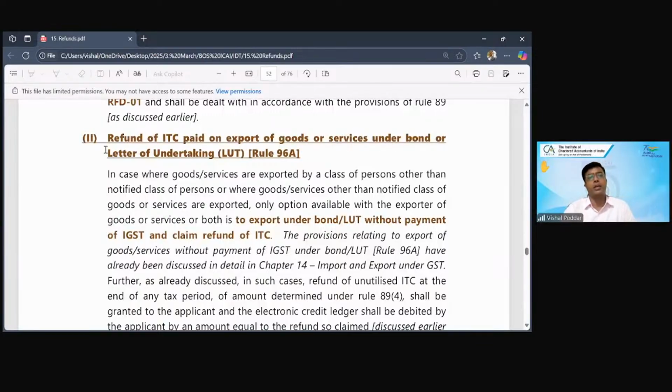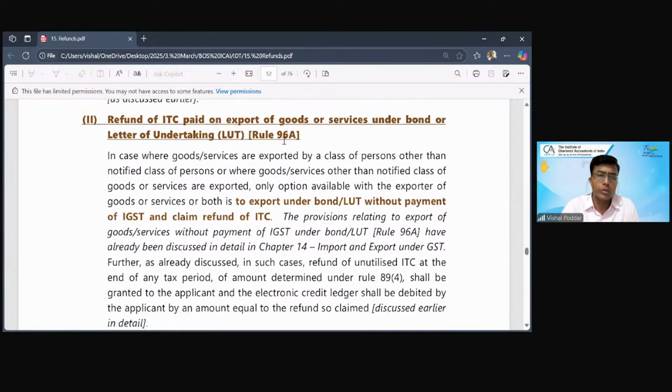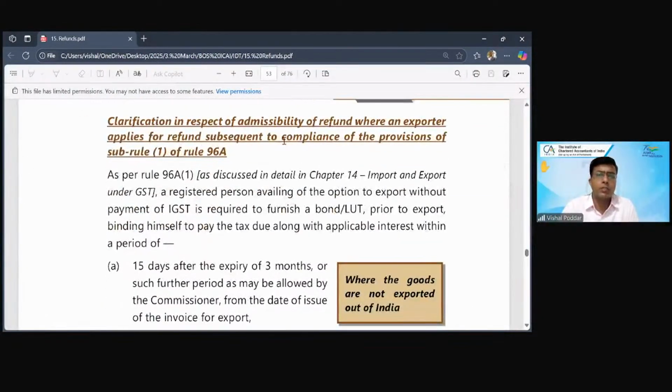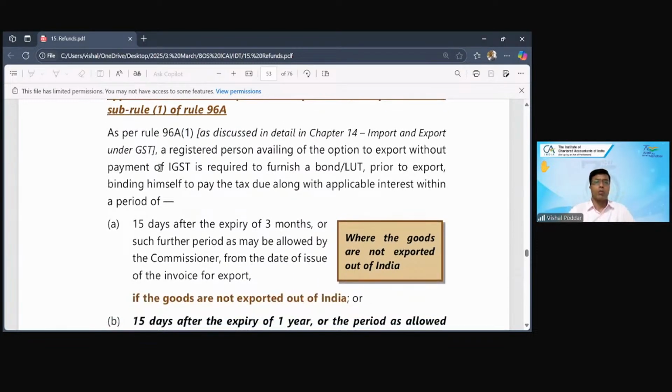Now we go to the second, refund of accumulated ITC. Here the export may be of goods or of service, which is under bond. This we have been discussing. Now there are some clarifications. Clarification in respect of admissibility of refund, where an exporter applies for refund subsequent to compliance of provisions of 96A. Now what does 96A say?